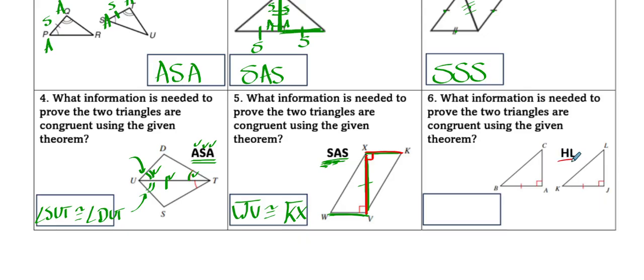Last one, now we're using hypotenuse leg. So we have our right angle, we have one of the legs. Gotta have that hypotenuse, so it's gotta be BC is congruent to KL. Alright, that should get us started on congruent triangles.